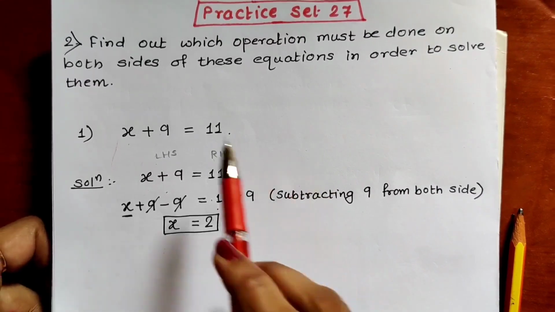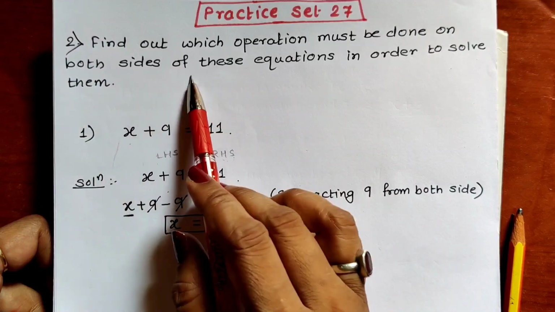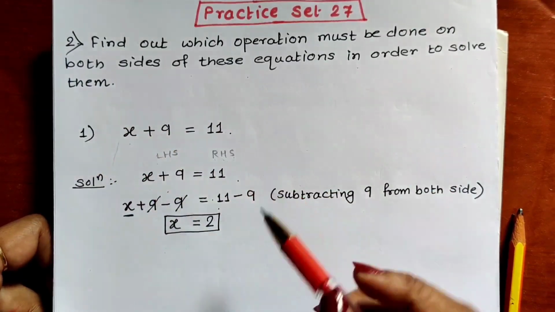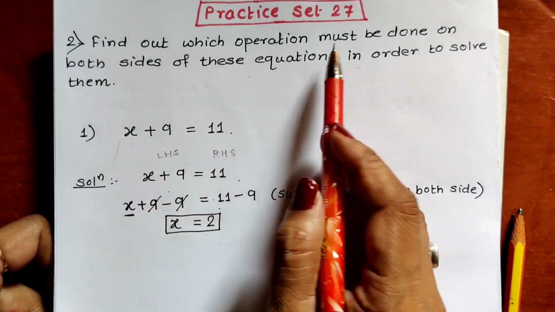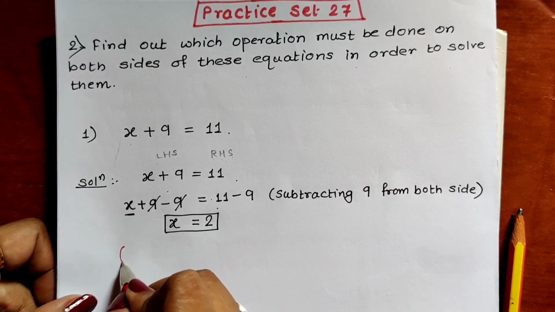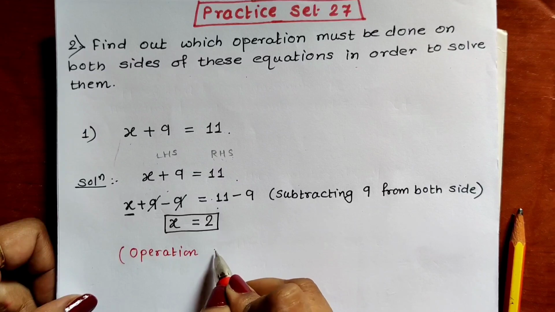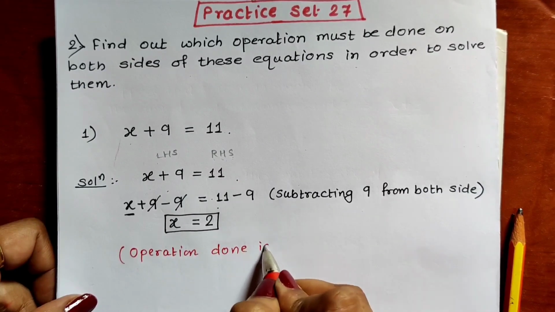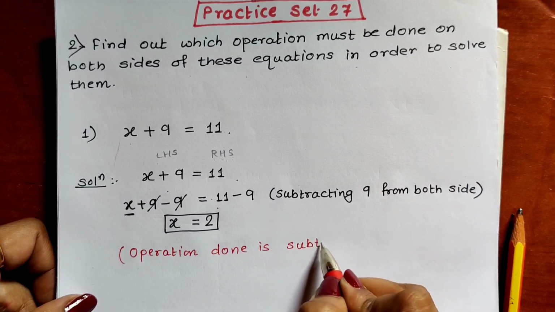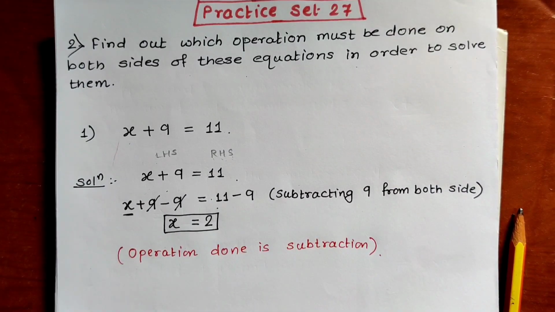What is the question? The question is to find out which operation must be done on both the sides of this equation in order to solve them. We have solved the equation, and which operation have we done? The operation done is subtraction. Okay, so in this way you have to write the solution of these sums. Now let us go to the second sum.